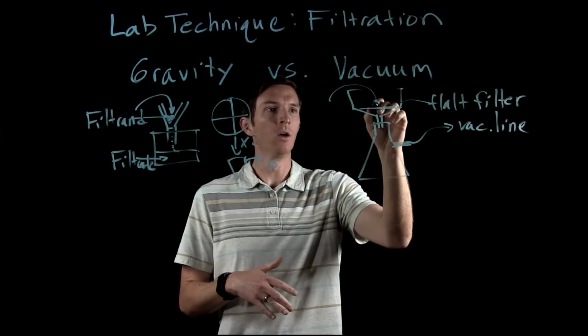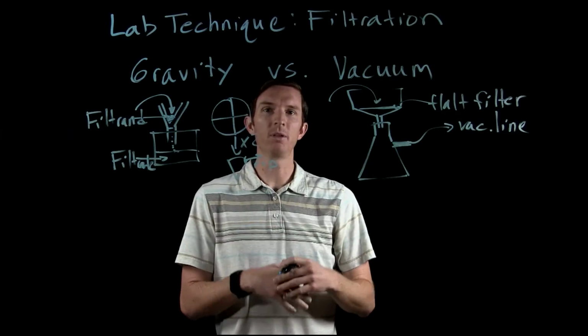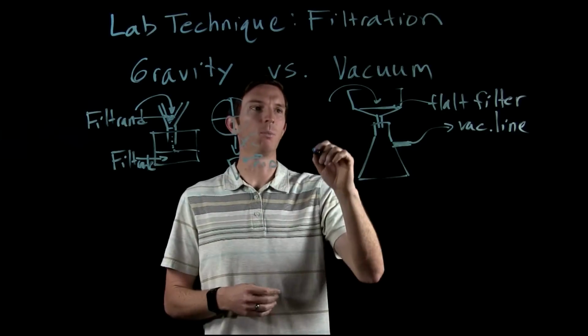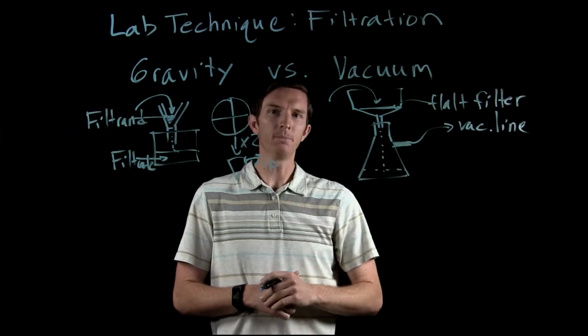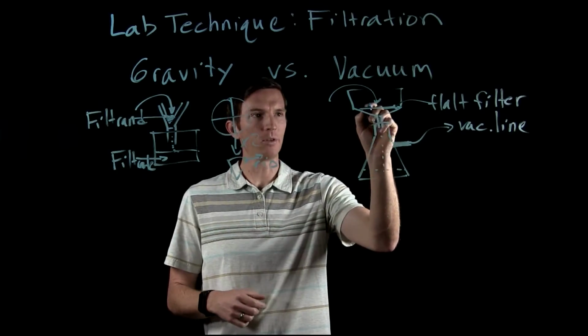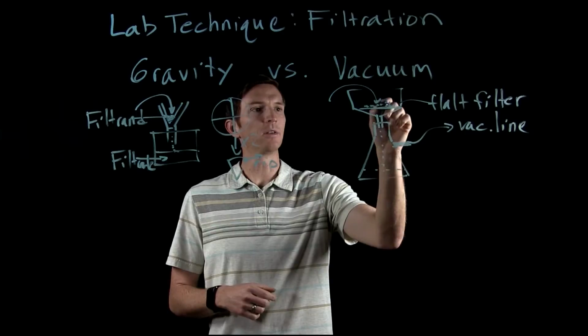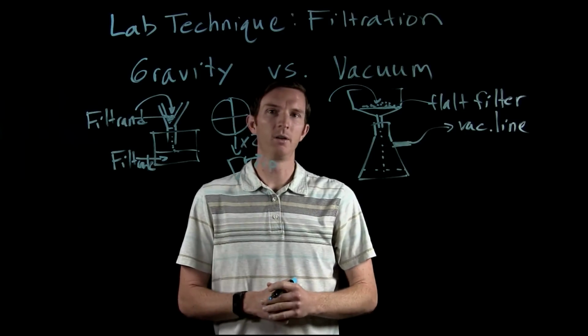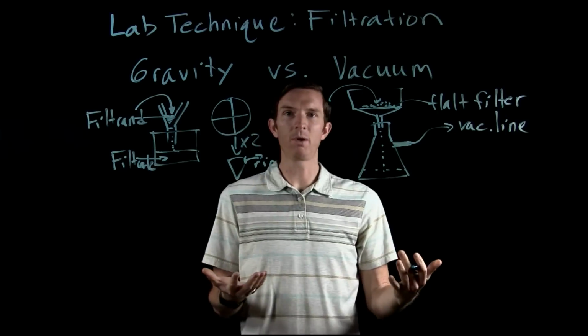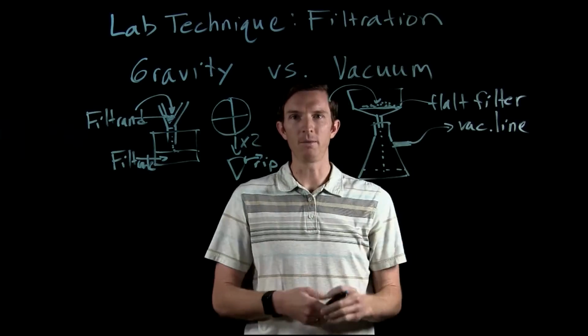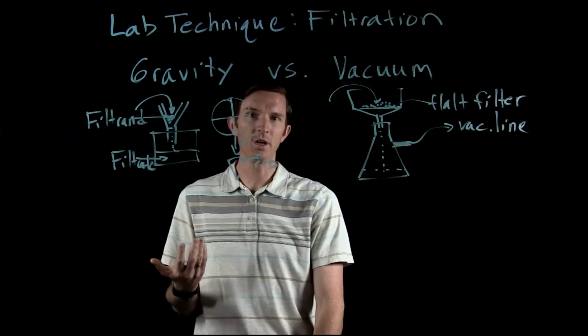Again, we're going to use our filter paper to separate a solid from a liquid. So we'll pour our sample in there, and again we'll get some of that liquid to come through, and we'll build up this solid sitting on top of our filter paper. Both of these give us the same end product, where we separate a liquid from a solid. Now why would we choose one versus the other?